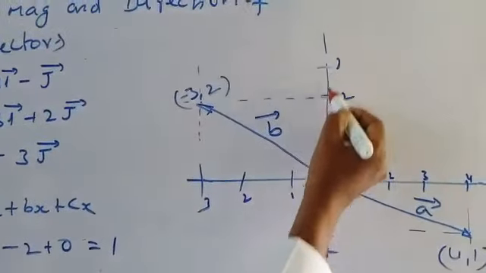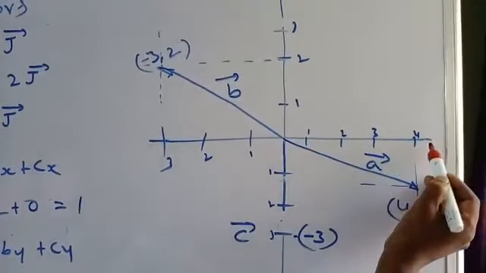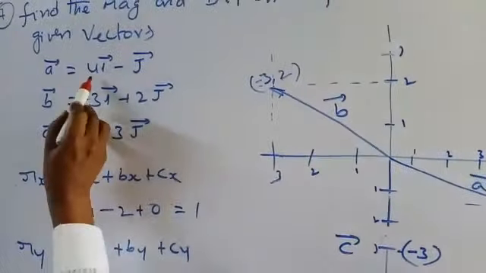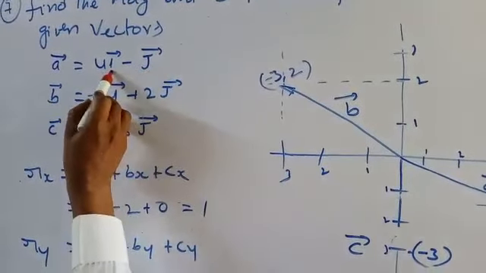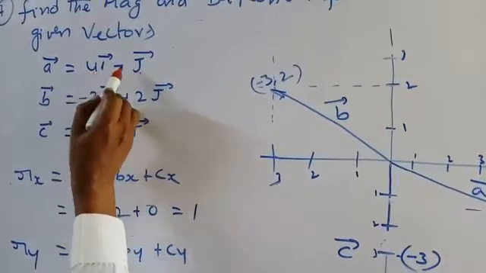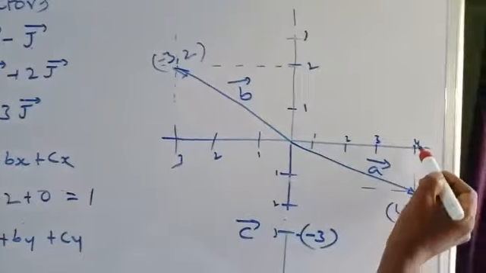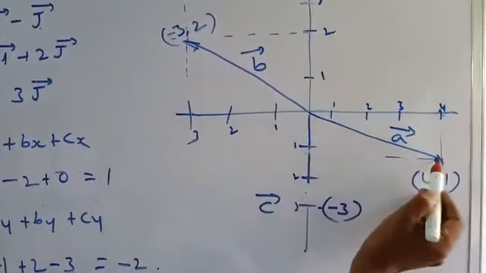Take this as the y-axis, this as the x-axis. What is A bar? A bar is equal to 4i minus j. i belongs to the x-axis, j belongs to the y-axis. So this is the plus 4, this is the minus 1, this is the A bar.